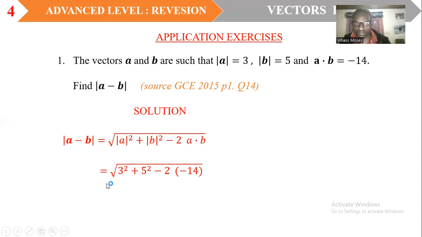Simplifying this result gives 9 plus 25 plus 28, which further reduces to the square root of 62. And since 62 is not a perfect square, we leave the answer like that.